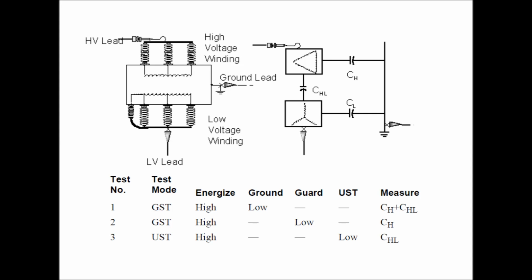And another method is UST. In UST, the high voltage lead is connected to the high voltage side, and the low voltage lead is connected to the low voltage winding, and we can measure the CHL, that is the capacitance between the high voltage winding and the low voltage winding.